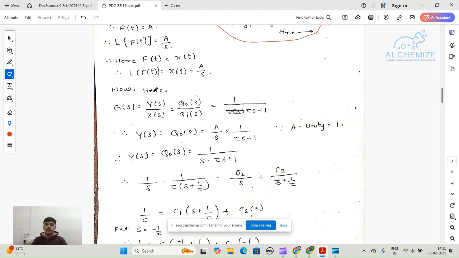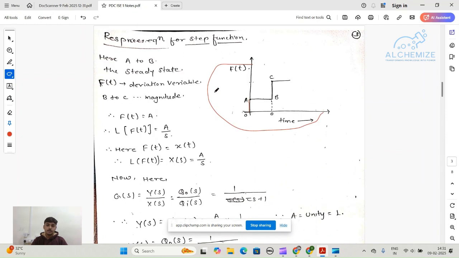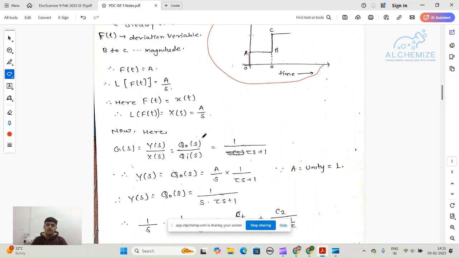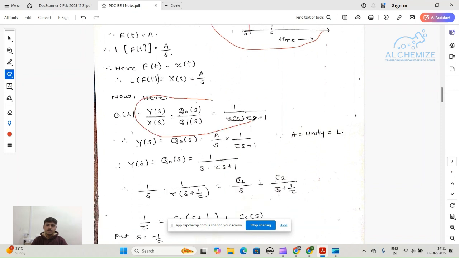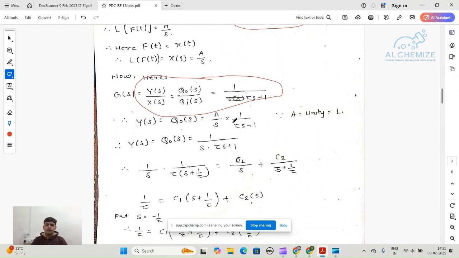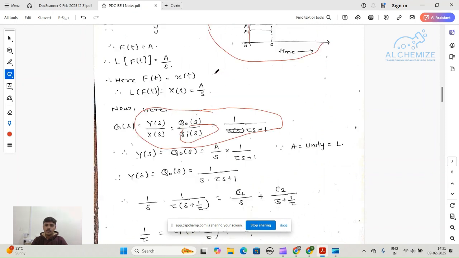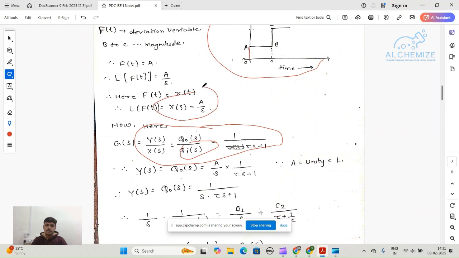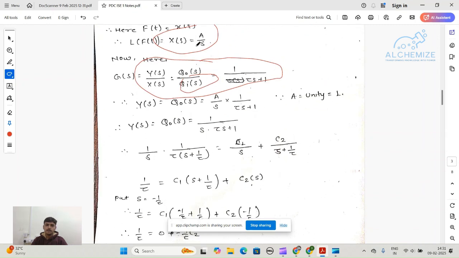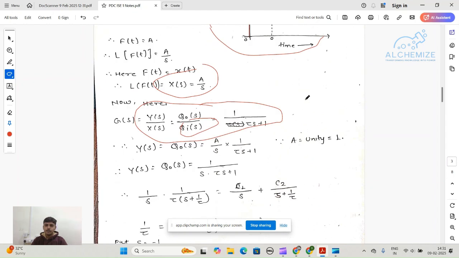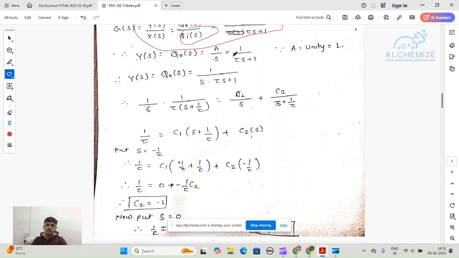So we have already derived the step response for a single first order system. So here is the step response, first order system. So instead of Q i of s, it is here as a by s, from the denominator to the numerator. And if I put a as unity, that is 1, then it becomes like this equation. So now I have to take the inverse Laplace transform.